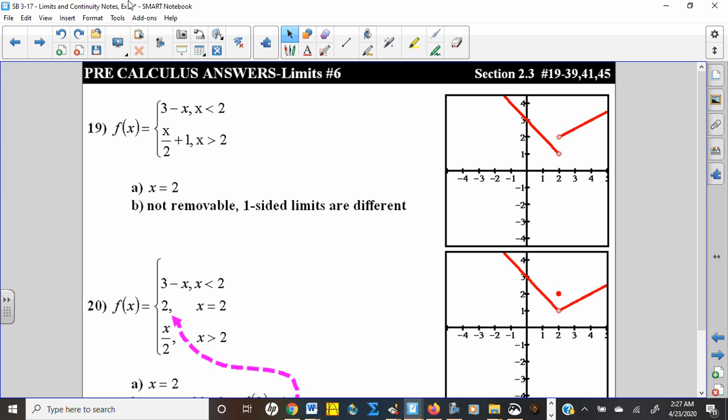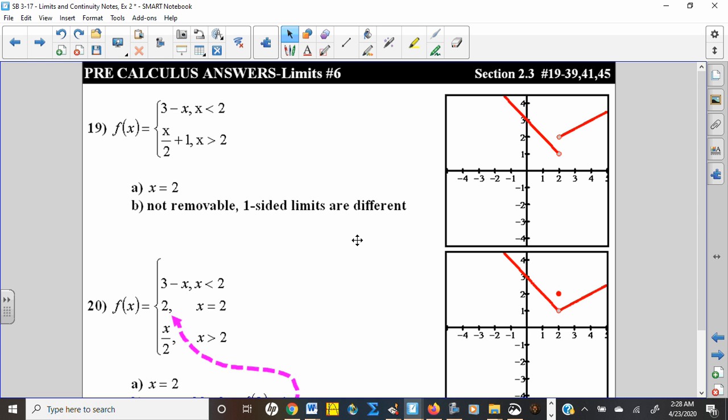So with 19, a piecewise function, the line is always continuous. These are both lines, so each half of the function is going to be fully continuous. But what about the breakpoint? We test the breakpoint: we plug a 2 into each function. The left function is coming to a height of 1, the right function is coming to a height of 2. That creates the jump discontinuity.